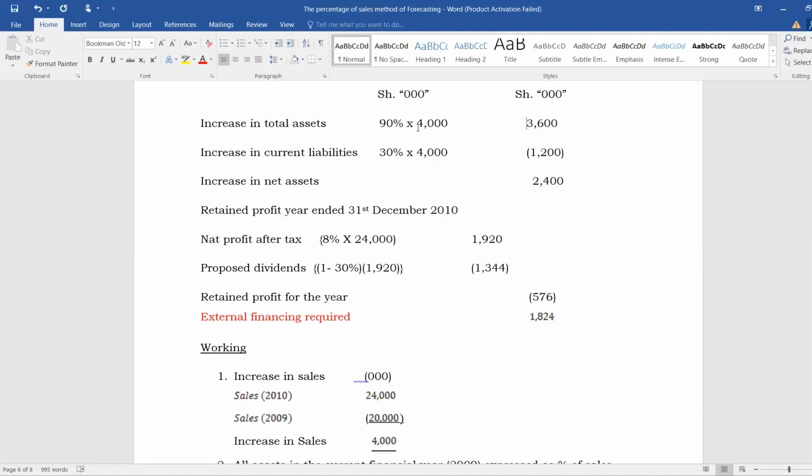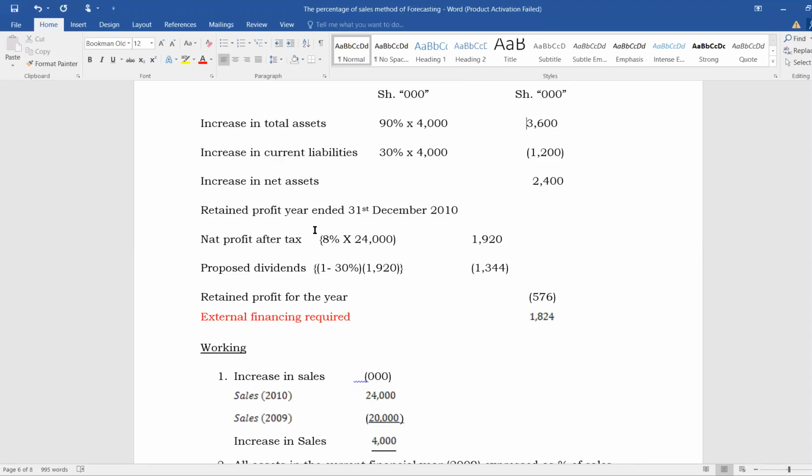If they're looking for 3.6 million and they have raised 1.2 from the short-term sources, what deficit exists? These people are looking for 3.6 million to finance their assets. They have raised 1.2 from the short-term sources. How much more are they looking for? 2.4 million, isn't it? Now, how is this company going to raise the 2.4 million?